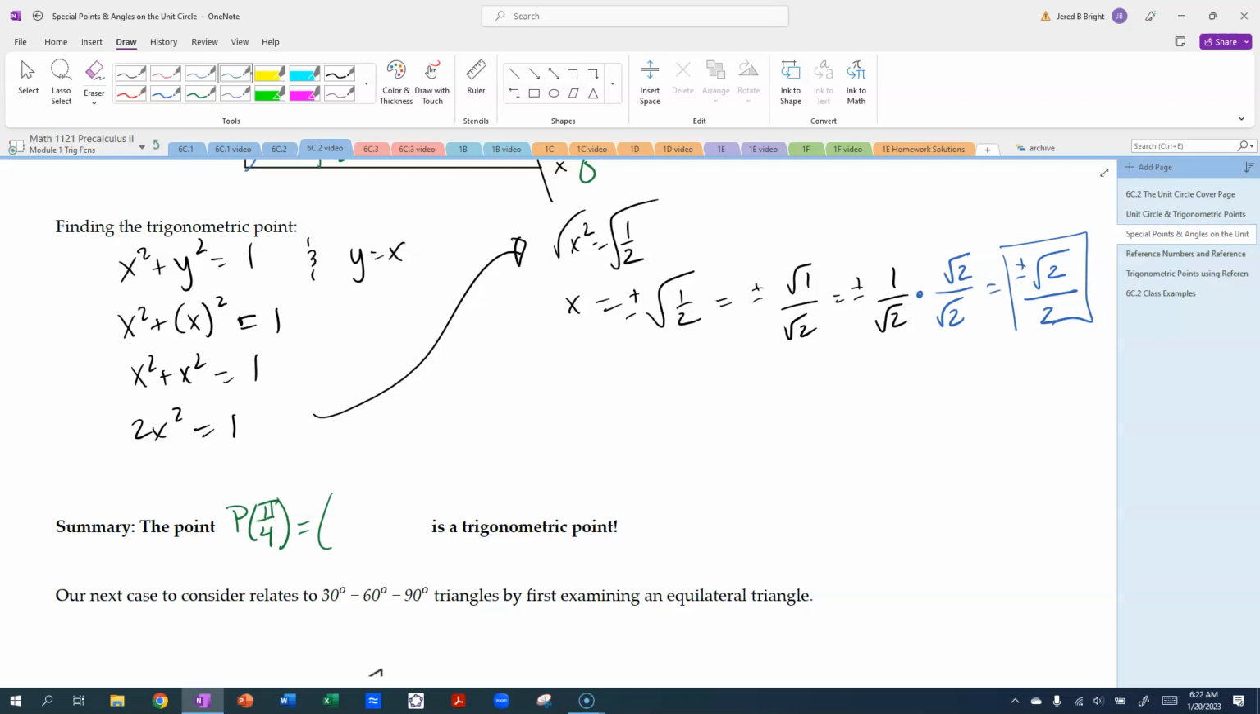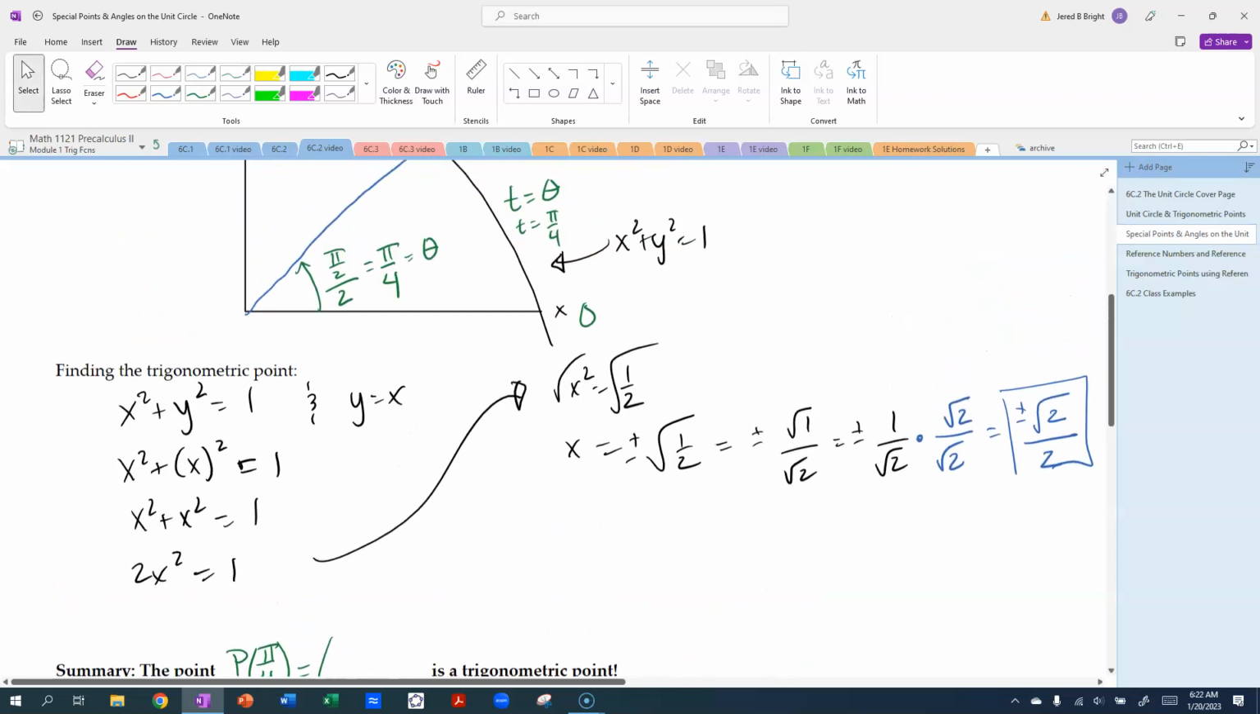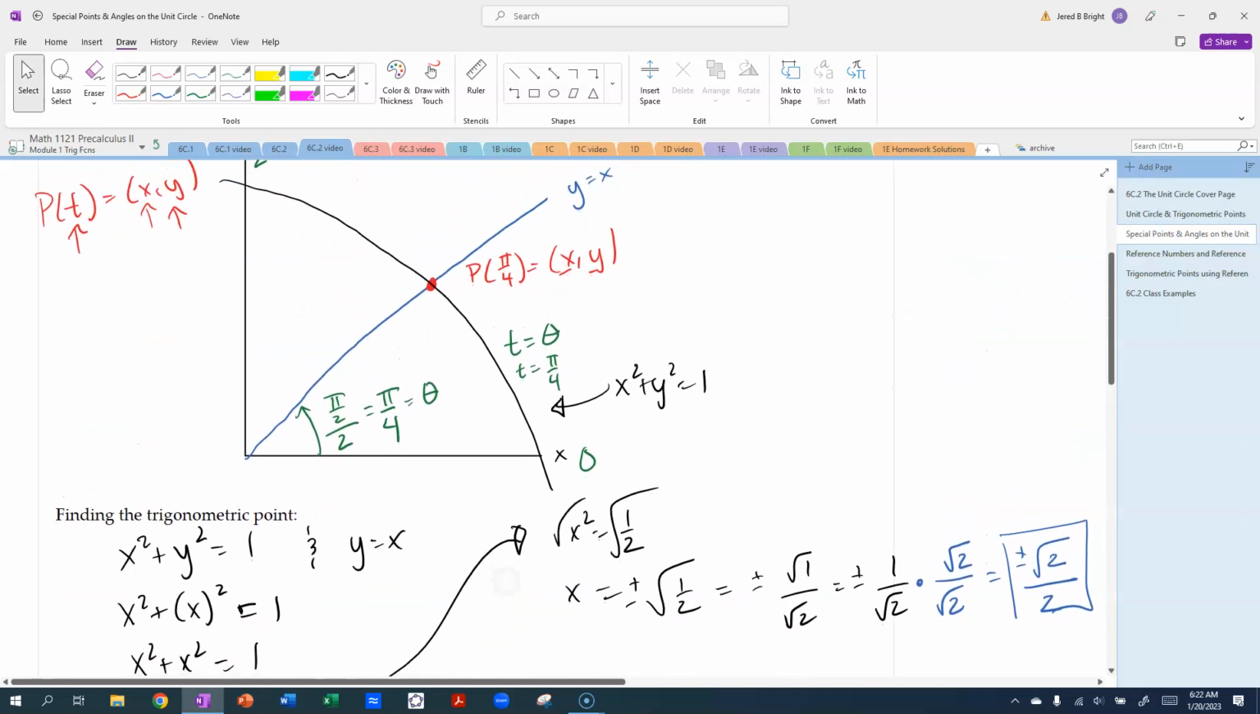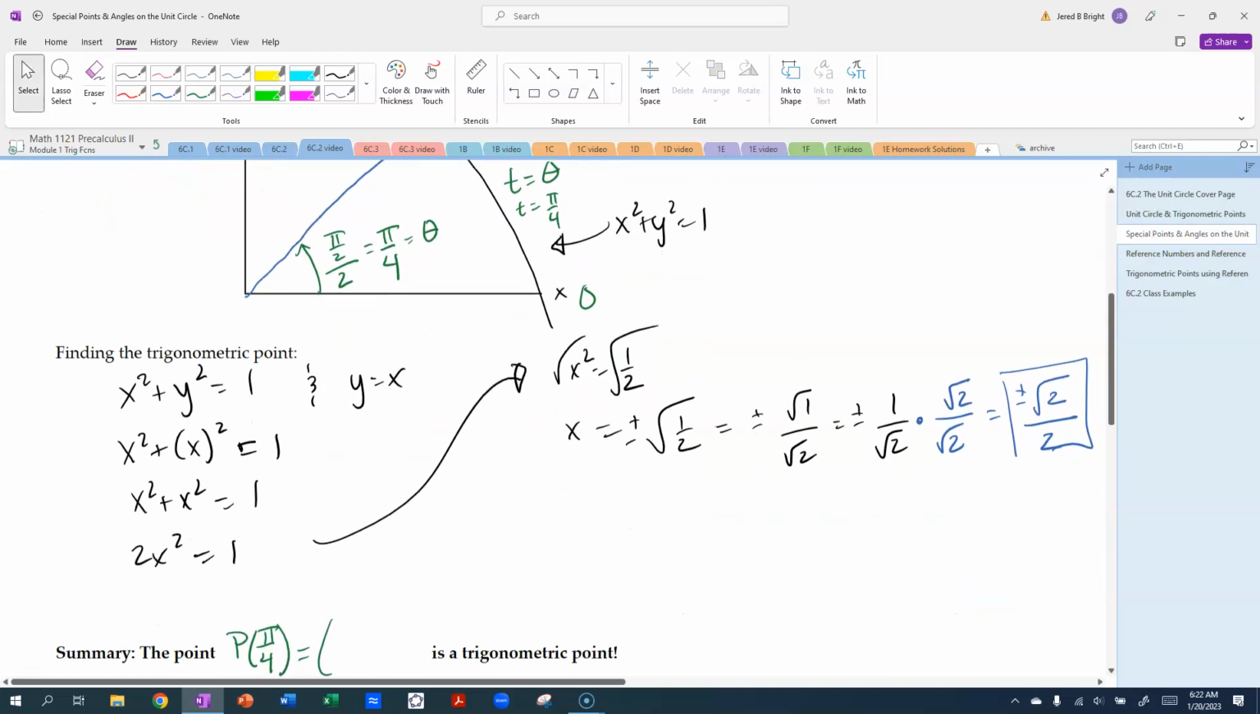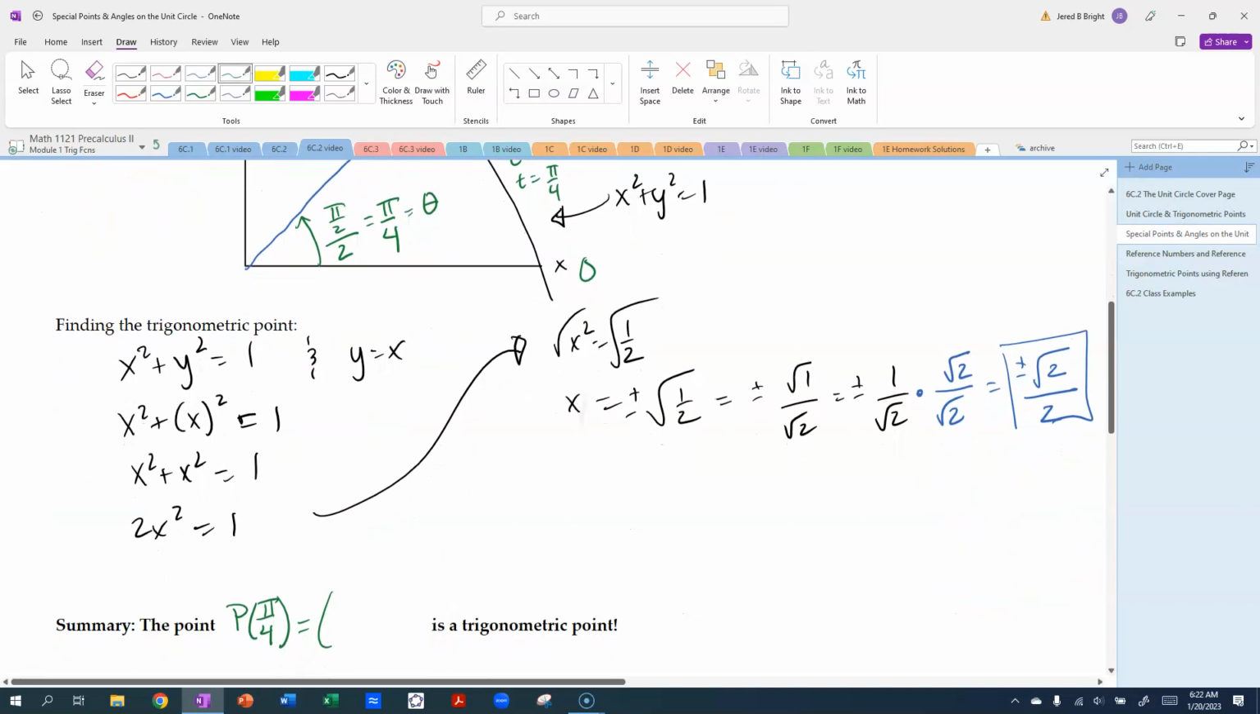Which one do I use? Well, now I want to think about the first quadrant. In the first quadrant, x and y are both positive, so x is greater than 0 and y is greater than 0. So I'm just going to pick the positive form of this. Okay, so square root of 2 over 2, comma, square root of 2 over 2. We'll see the negative come up soon enough.